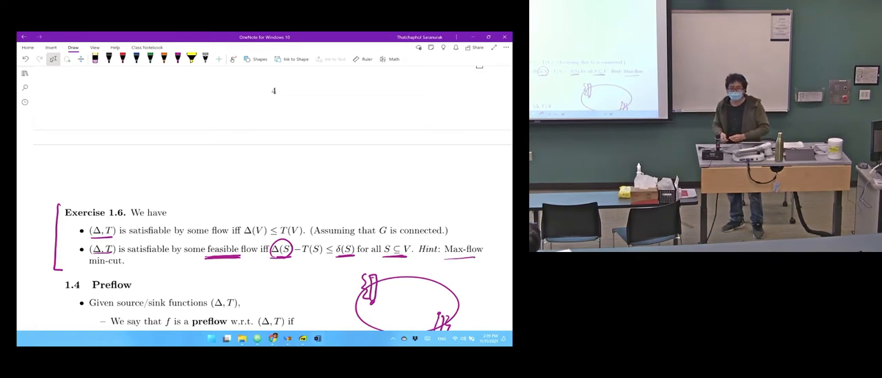And delta of v needs to be saturated always. The source needs to be sent. All the initial mass at each node needs to be absorbed at some sink. There is an asymmetry here.